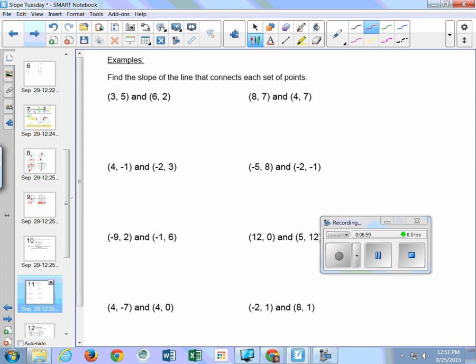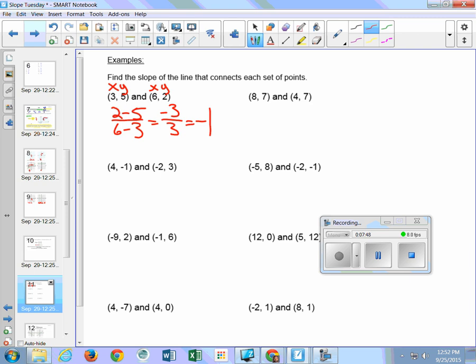Alright, so first example. That's points 3, 5, and 6, 2. So this is my x, y, and this is my x, y. So this is x of 1, y of 1, x of 2, y of 2. Okay, so we understand that. I'm going to take the second y, 2 minus 5 over 6 minus 3. 2 minus 5 is negative 3. 6 minus 3 is positive 3. That gives me a negative 1.